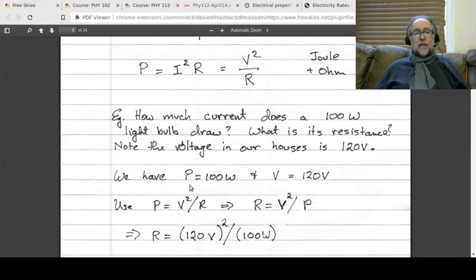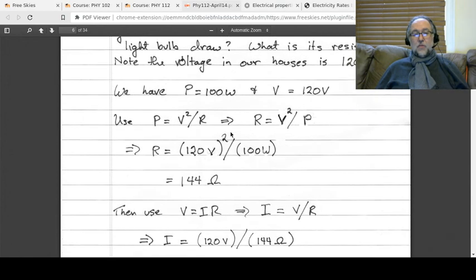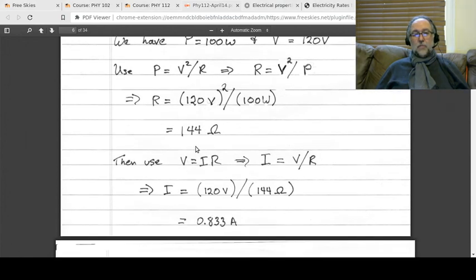Well, we have that the power is 100 watts, and the voltage is 120 volts. I gave you the power and the voltage, and I asked you for the resistance and current, but we could do whichever one you want first. Over here you've got the power is equal to V squared over R, so you can rearrange: R is equal to V squared over P. If you plug in there, you find that your light bulb has 144 ohms resistance.